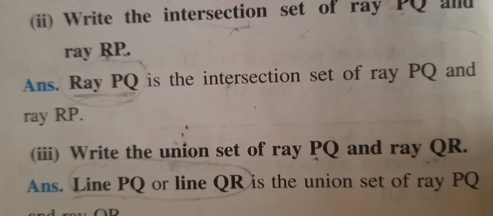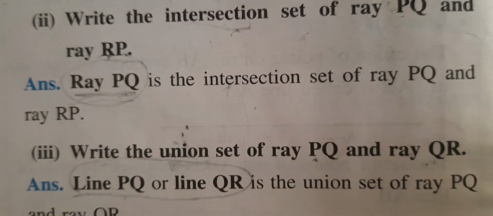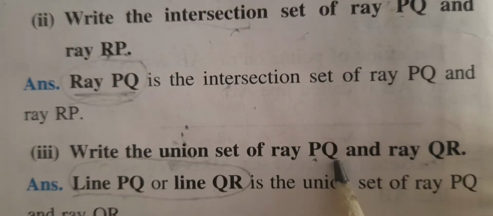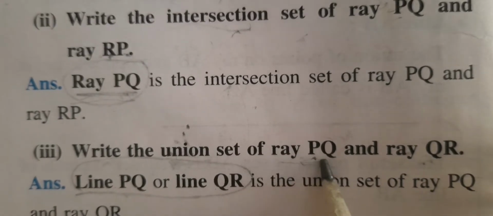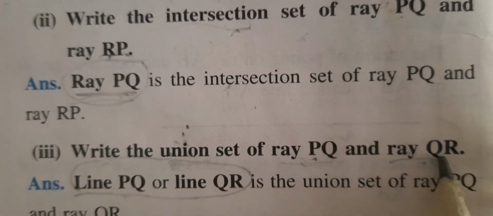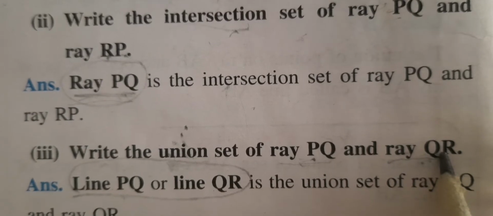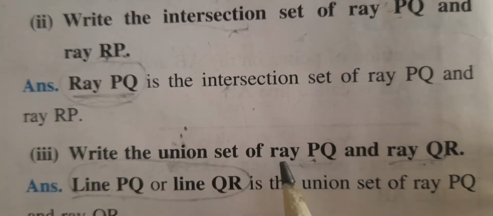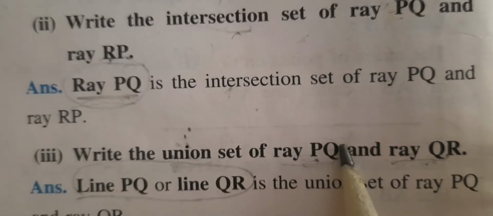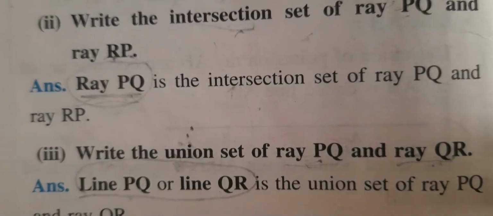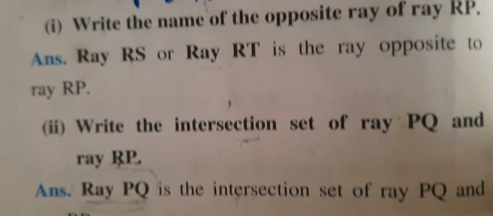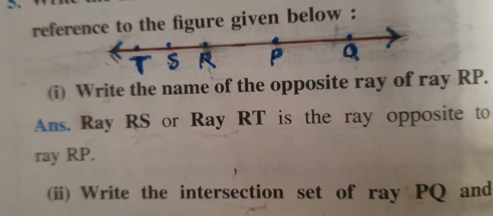In union, we unite all the elements of both these sets, ray PQ and ray QR. If we join each and every element of this set plus each and every element of this set without repeating the common elements twice. See the diagram, ray PQ and ray QR. We join both, what do you get? Ray PQ and ray QR.